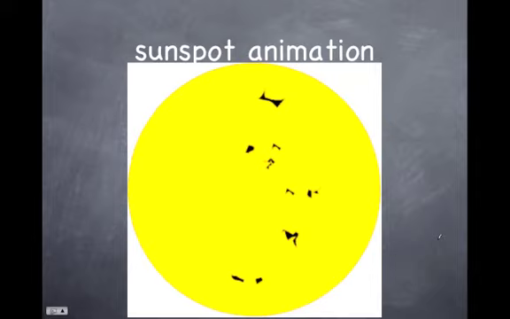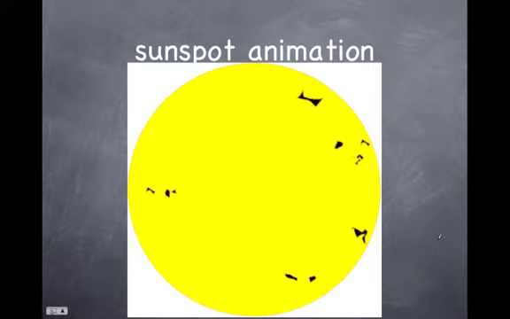Now, this was a little animation. You can see as the sun rotates, the sunspots move with it. They're on the surface. And as they move, the sunspots change in size and shape. They get bigger, they get smaller. And they actually help us understand how quickly the sun is rotating.